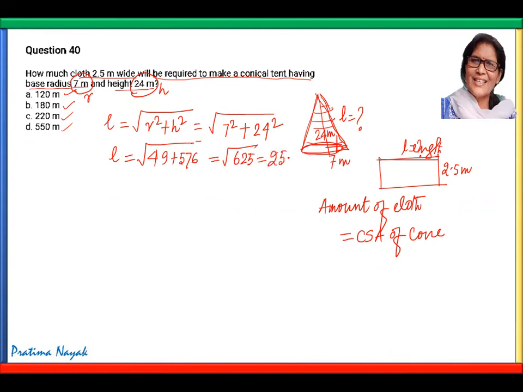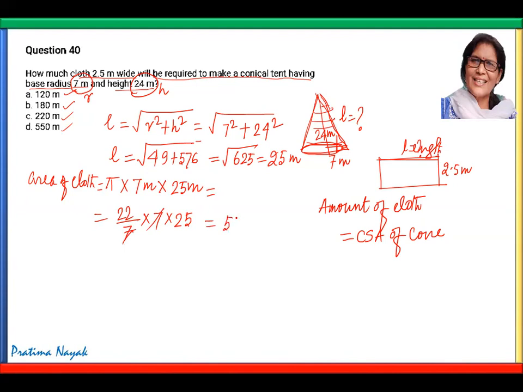Meter. Then curved surface area, pi r l. So this is your area of cloth. Area of the cloth will be your curved surface area. That will be pi. R is how much? R is 7 meter. L is how much? 25 meter. So this will be 22/7 multiplied by 7 multiplied by 25. You are getting 550 meters square. So 550 meters square is the area of the cloth.